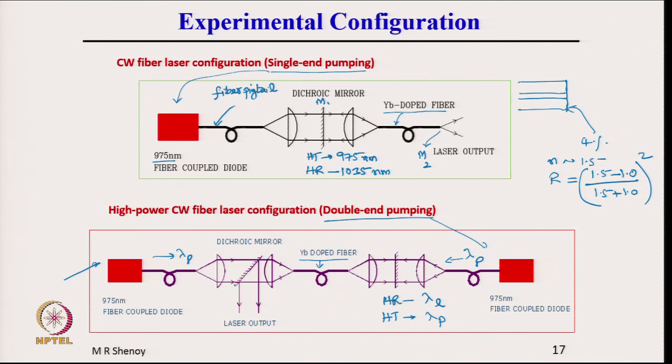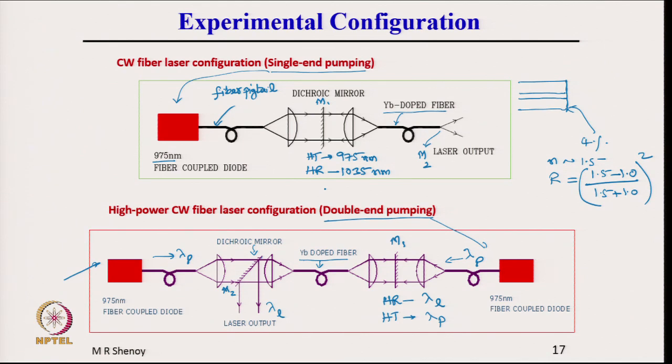There is a dichroic mirror here. This is highly reflecting at the laser wavelength, but here a part of the laser output is taken by keeping a mirror at an angle. This is the laser wavelength lambda L which is taken out, but the pump is absorbed in the Yb doped fiber here. So, the laser cavity comprises mirror M1 here. Let me call this M1, because usually we take the output from M2, and the output is taken from here.